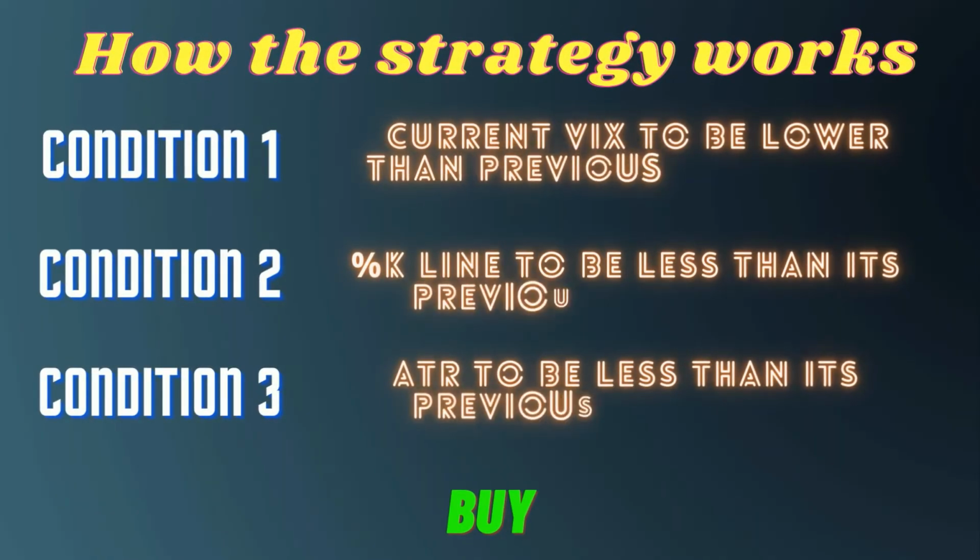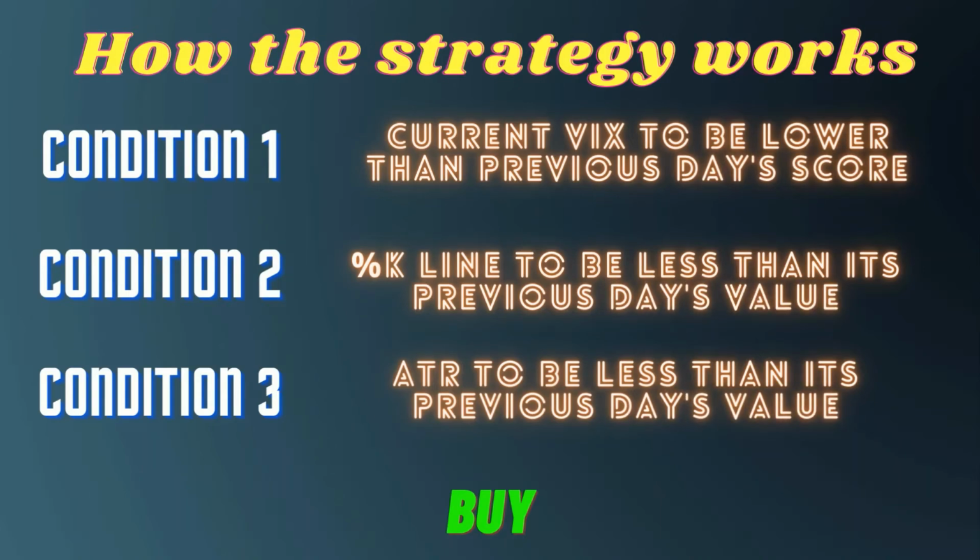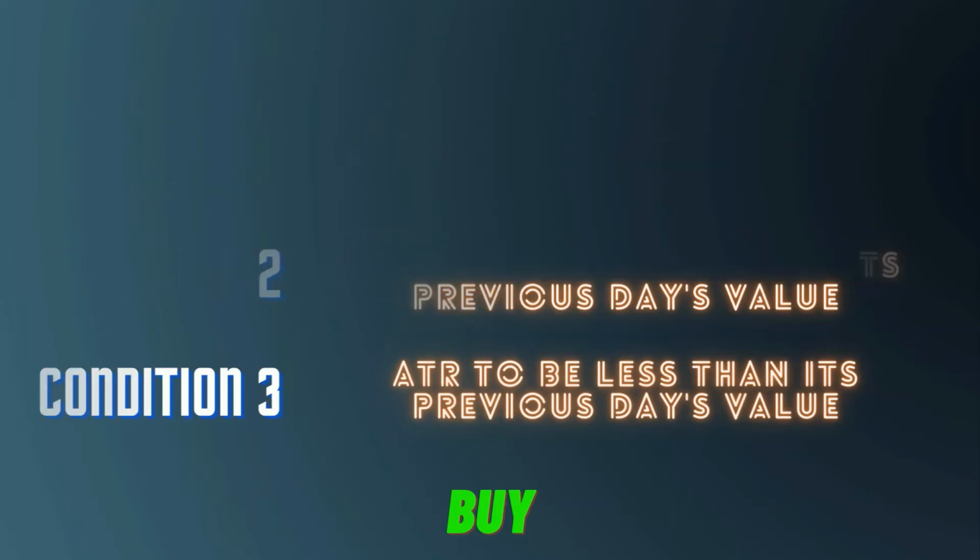There are 3 conditions here. Condition number 1, the current VIX score has to be lower than its previous day's score. Condition number 2, percentage K line has to be less than its previous day's value. And condition 3 says that ATR value has to be less than its previous day's value. And once these 3 conditions are met, we go ahead and buy the stock.